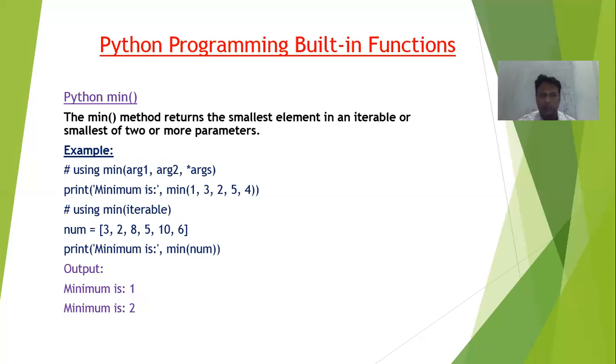Then we define a minimum value. The min method returns the smallest element in the iterable, or the smallest of two or more parameters. So here with 1, 3, 2, 5, 4, the smallest element we define. Now 3, 2, 8, 5, 10, 6. But here it returns the minimum value. So here the minimum value is 2.